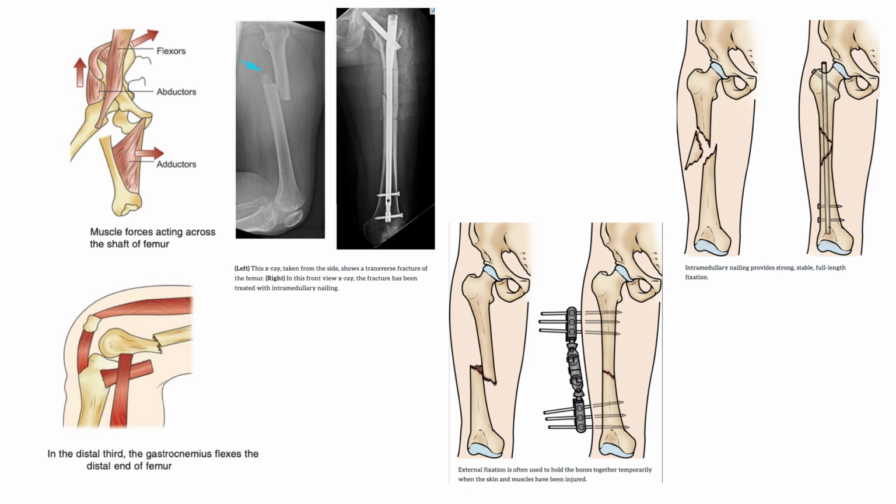The shaft is slightly bowed anteriorly and is narrowest at the mid shaft. The cross section is circular. Also, the linea aspera is the thick ridge of the bone situated mid posterior. Muscle force acts on the femur at different sites, as shown in this image on the left, the colored image.